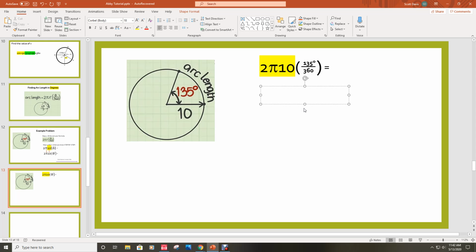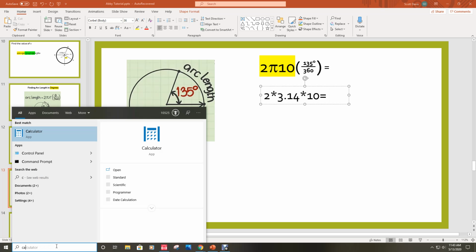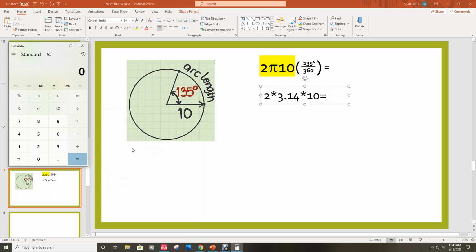So what you're going to put in your calculator is 2. Oops. Let's make it bigger so you can see it. I am going to do 2 times pi times 10. I'm going to find out what that equals first. Let's pull up my regular calculator for you here, because I don't need my graphing calculator for that. 2 times 3.14 times 10 equals 62.8.